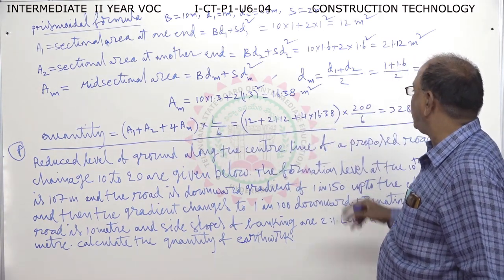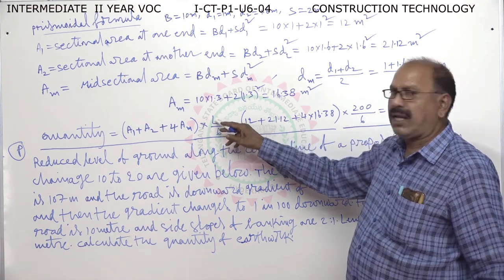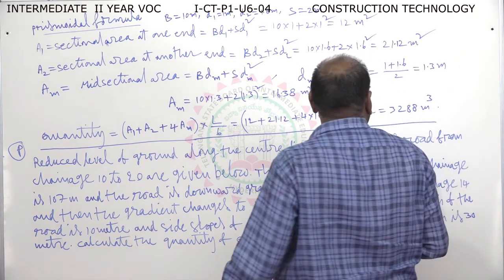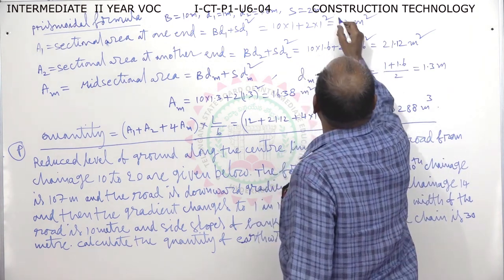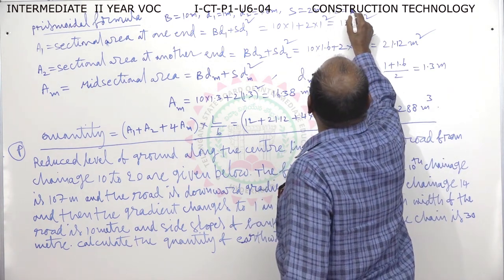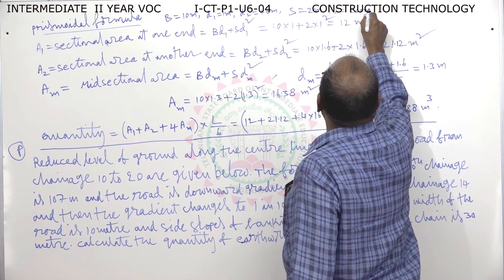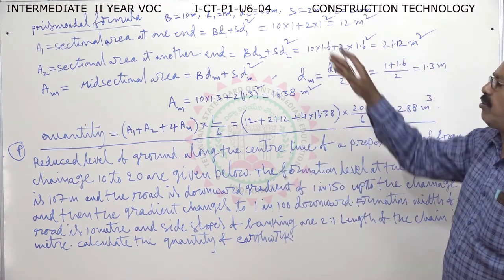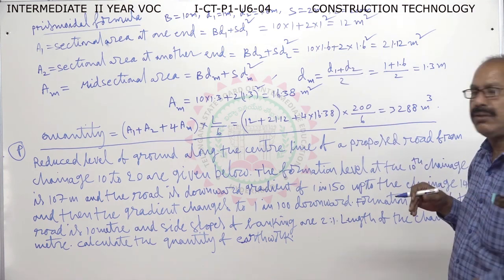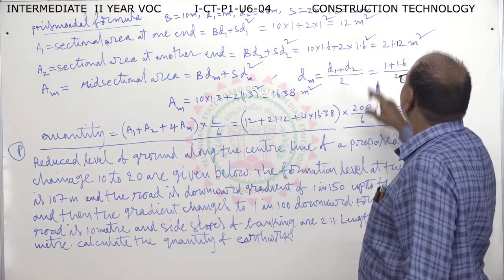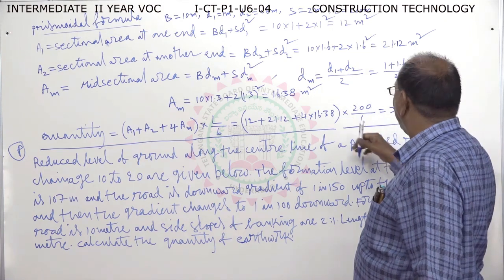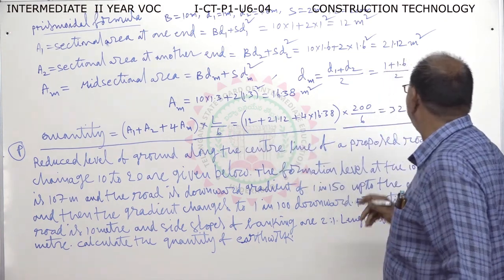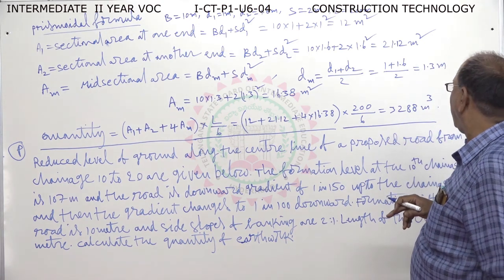16.38, substitute into L value. L is equal to the length of the road, that is equal to 200 meters. These are all given in the problem. Don't be confused. So L is equal to 200 meters, that is equal to 200 divided by 6.